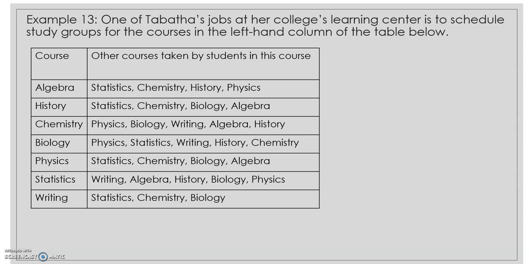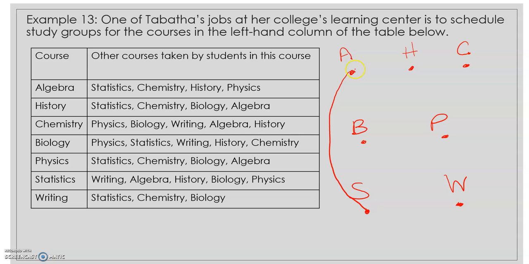Starting with our graph, A for algebra, H for history, C for chemistry, B for biology, P for physics, S for statistics, and W for writing. I'm going to make a point at each of these. Algebra matches up with statistics, chemistry, history, and physics. History and statistics, history and chemistry, history and biology, and history and algebra.